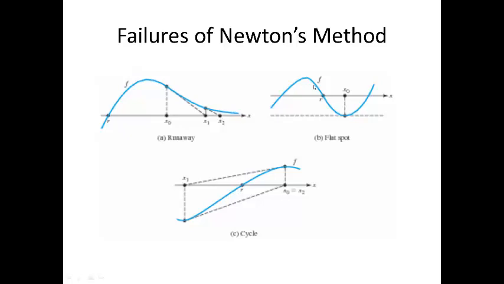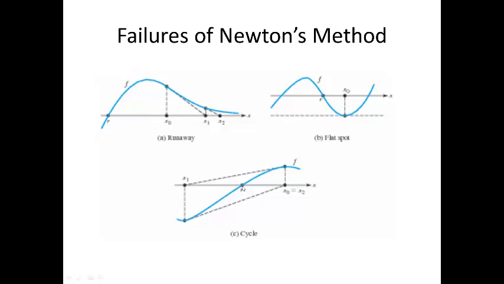In the upper right, the tangent of the curve is parallel to the x-axis, and x1 is going to be plus or minus infinity, or gets assigned machine infinity in the computer. Anyway, this one's going to end badly.